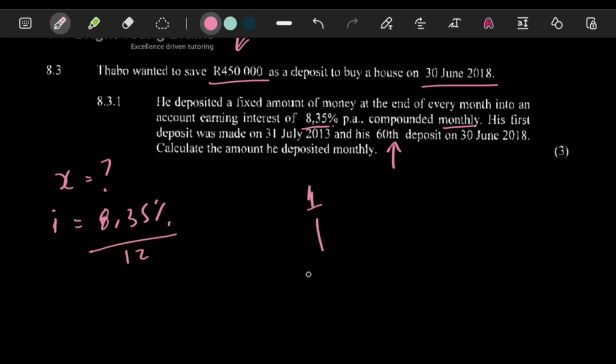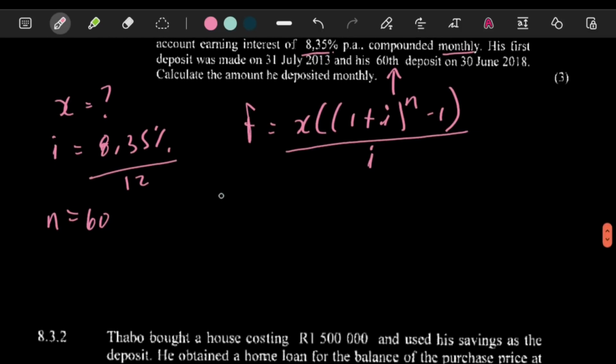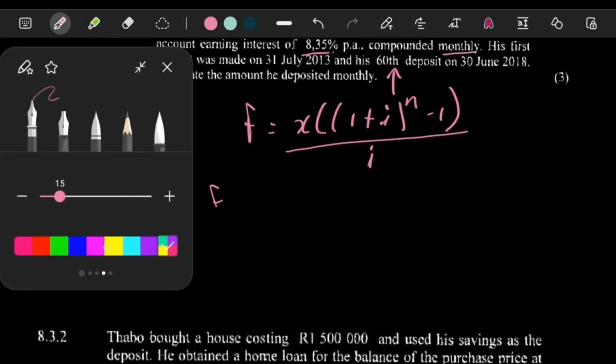This is his first deposit in 2013, and his 60th deposit on this date. So we don't have to worry about how many deposits because they are really telling us already. It's just 60 deposits. Don't overthink it. They gave you the number of deposits, so just use n is 60. All this being given, they want us to get x. So F is equal to x times (1 plus i) to the power of n minus 1, over i. And then F here, let's see.